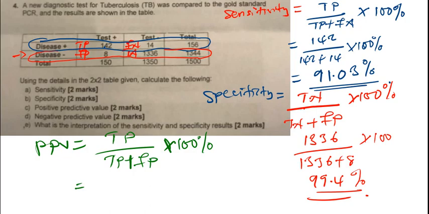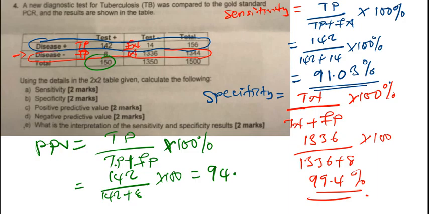So if you look at this, we have true positive is 142. The total, if I add this and this, is already given here. So in short, 142 plus 8, then you do times 100%. What will be now our positive predictive value? It is 142 divided by 150, then the answer times 100. So that is 94.67%. That is my positive predictive value.